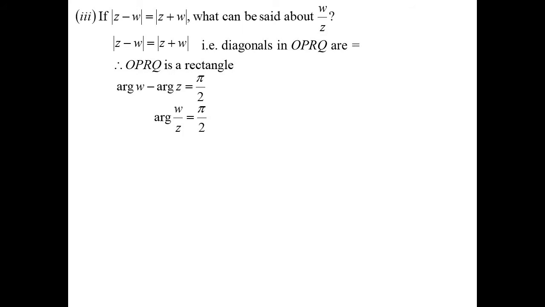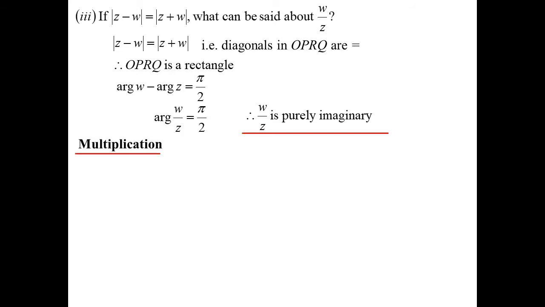I can now say something about the answer w over z. I know its argument's pi on 2. Well, any complex number where the argument is pi on 2, got to be purely imaginary. Purely imaginary. All right, multiplication. All right, we've seen this. Modulus of z1, z2 will be modulus of z1 times the modulus of z2. And when it came to the arguments, we add the arguments.